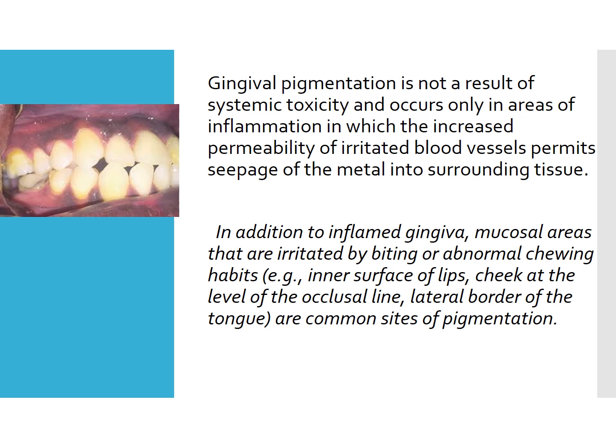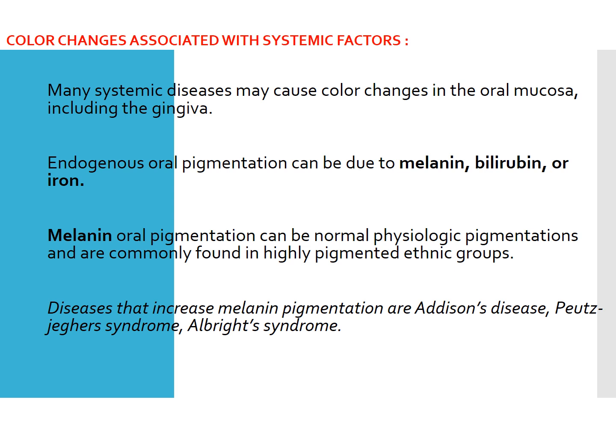This leads to a bluish or blackish hue of the gingiva, mainly due to the inflammation in which increased permeability of irritated blood vessels permits the seepage of the metal into the surrounding tissue. Coming to the color changes associated with systemic factors, systemic diseases may cause changes in the oral mucosa, including the gingiva also.